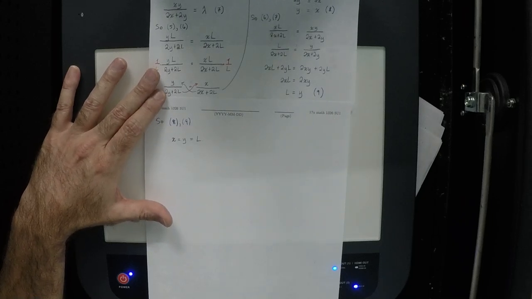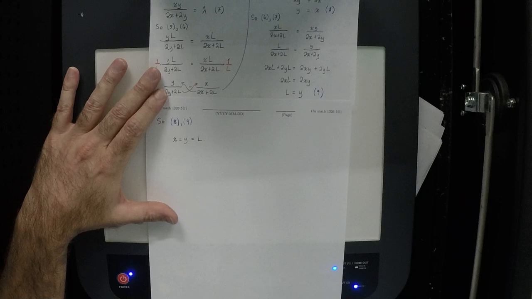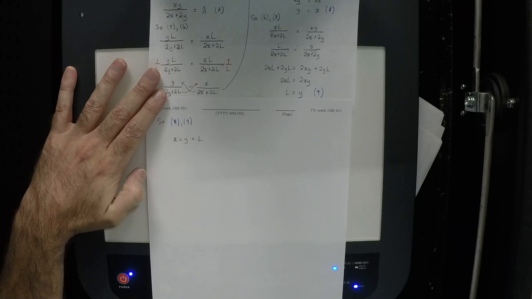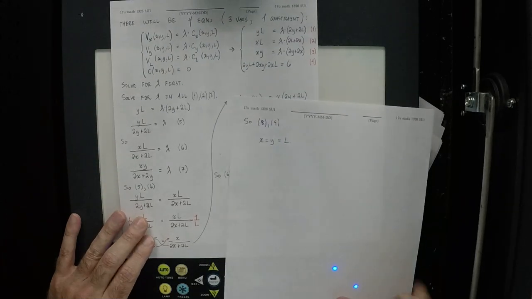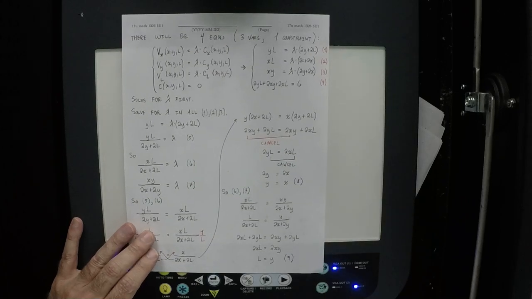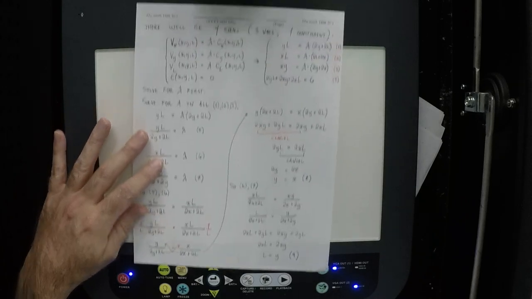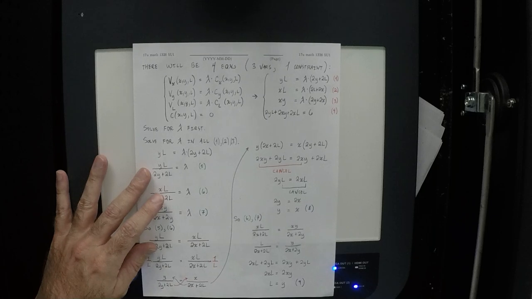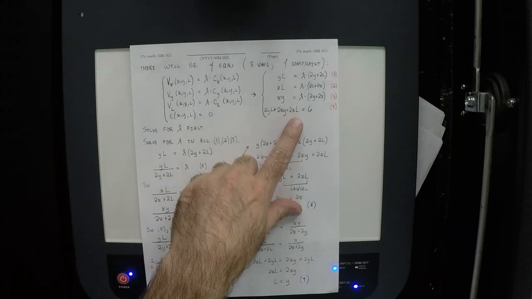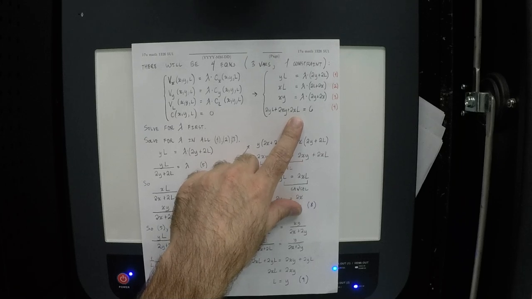So now what? Believe it or not, there's actually an equation we haven't used yet. One lonely equation. What lonely equation has gone unused so far? This one, right? Equation 4. Equation 4 has gone unused. So let's use it.